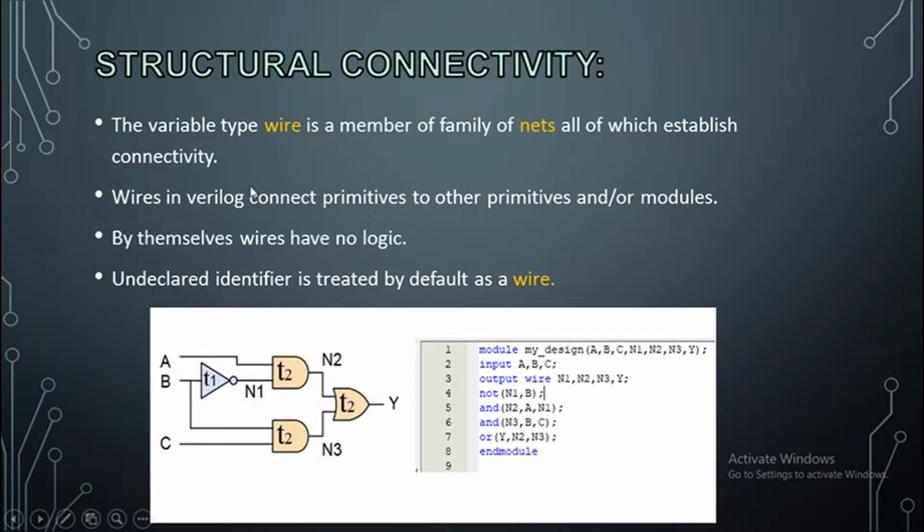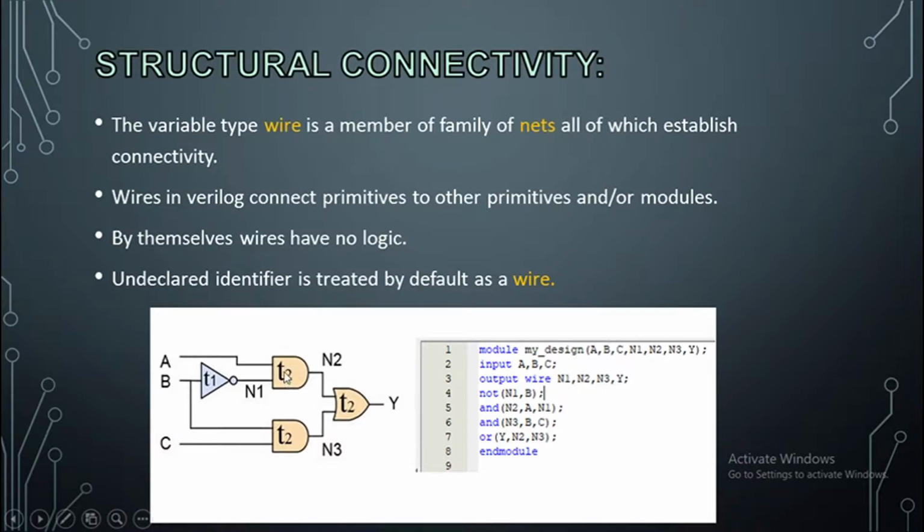The next one is structural connectivity. The variable type wire, which is the keyword wire, is a family of net which is used for establishing connectivity. So wires are used in structural modeling designs for establishing connectivity, and it is a family of nets, which is also a data type used in behavioral modeling. We will talk about them later. Wires in Verilog connect primitives to other primitives and modules. If you take the example here, this AND gate is connected to this NOT gate, and this OR gate is connected to this AND gate.